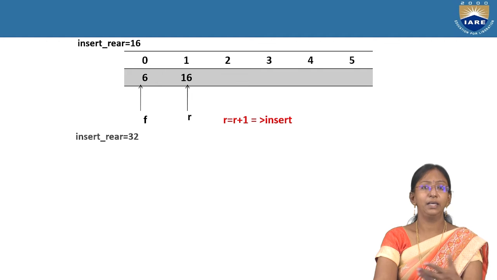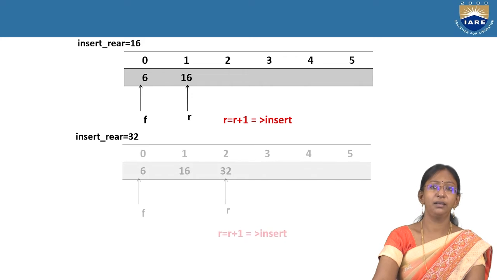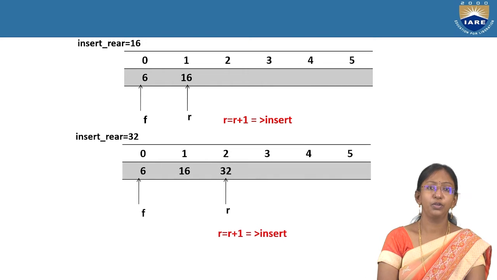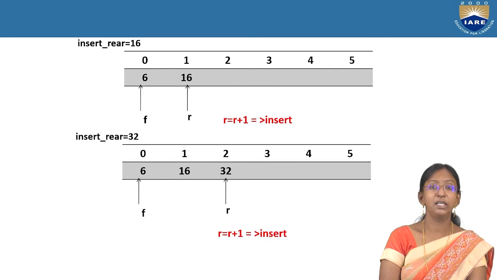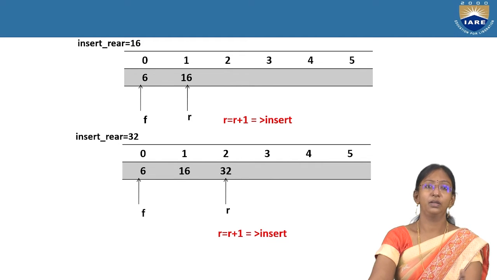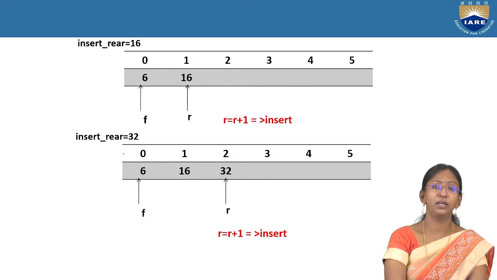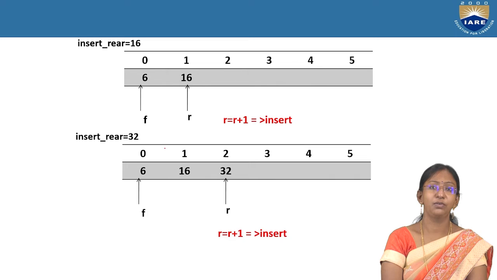What if you want to again insert an element at the rear end only? Very simple, increment the rear. Now rear is pointing to index value 2, insert the element into index value 2. So now you can see that Q is in this fashion. Its front end is holding a value 6, whereas its rear end is holding a value 32, right?